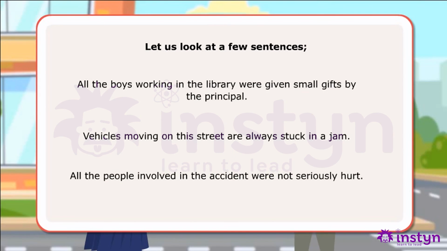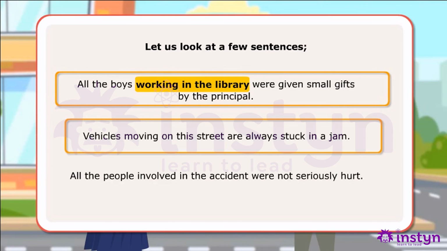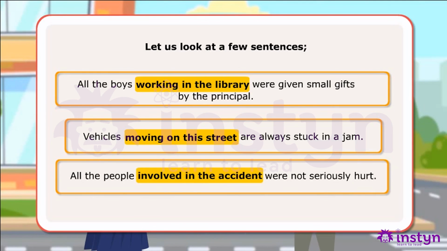In the first sentence, working in the library is an ing relative clause as it tells what somebody is doing at a particular time. In the second sentence, moving on this street is again an ing relative clause as you can use an ing clause to say what something does all the time, not just at a particular time. In the third sentence, involved in the accident is an ed relative clause as it has a passive meaning.